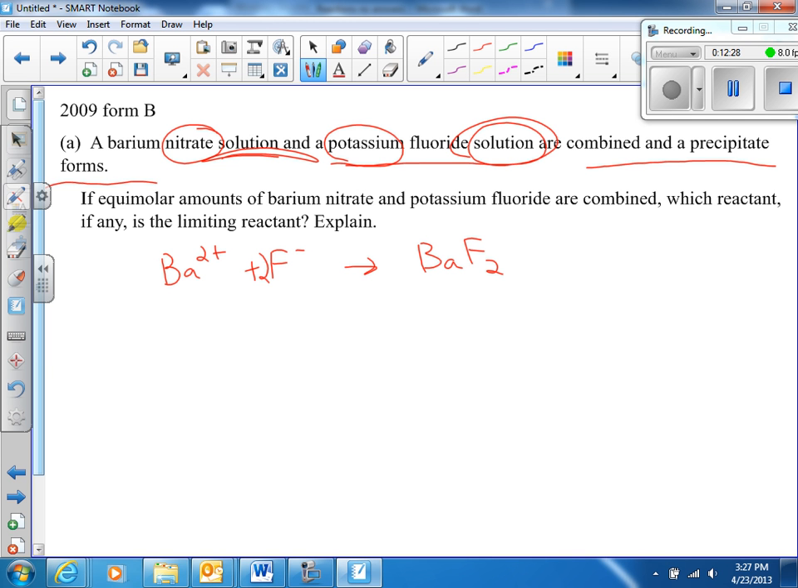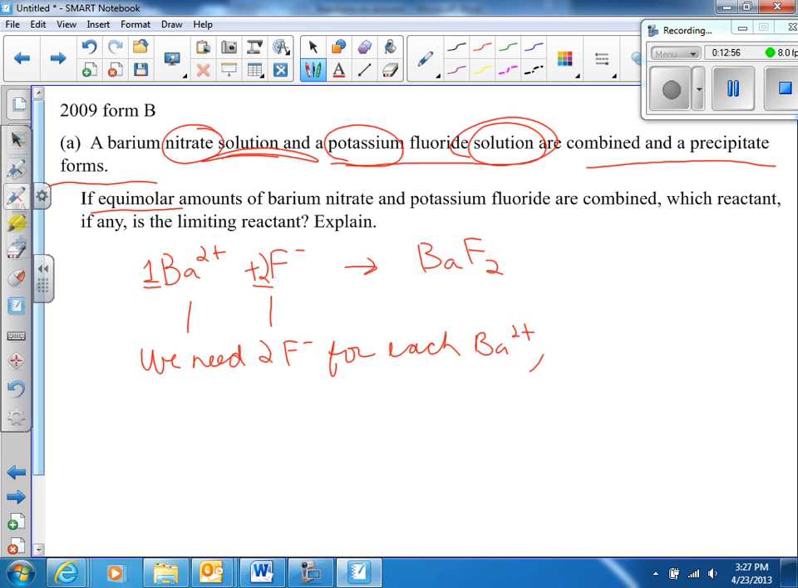That was quick. Okay, equimolar amounts. We're just going to pick a random number. Just pick a number. 1 and 1. Equimolar amounts of barium nitrate and potassium fluoride are combined. Which reactant, if any, is limiting? Explain. Okay, now just looking at your coefficients here, 1 to 2, we need 2 F minus for each Ba2+.